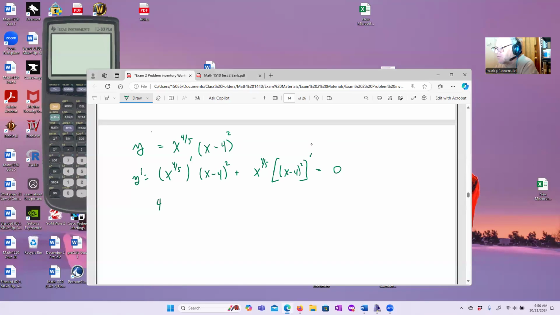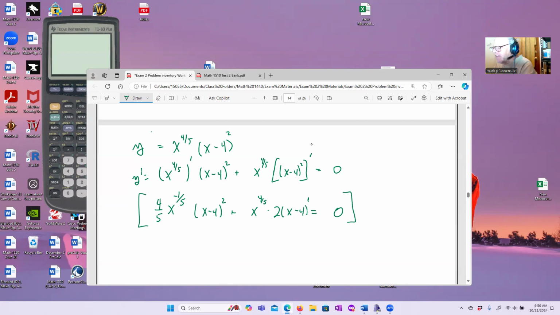So this is going to be 4/5 x to the negative 1/5, right, minus 1, times (x minus 4) squared, plus x to the 4/5 times 2(x minus 4). And this will be to the 1 now. We're not going to write it because it'll look like a derivative. And set this guy equal to 0. Solve this however you would wish to solve it.